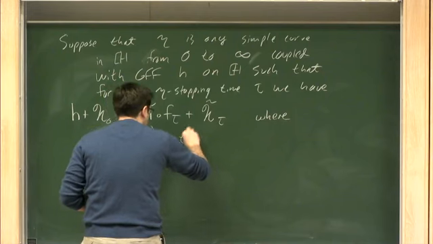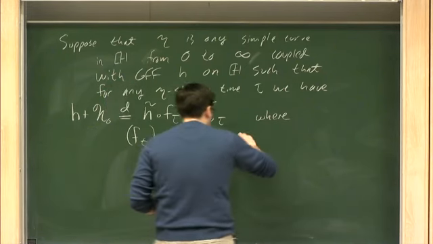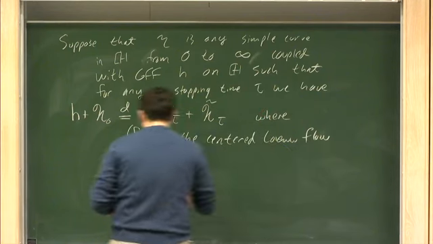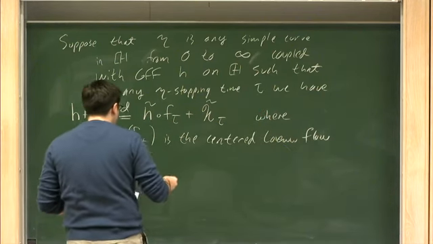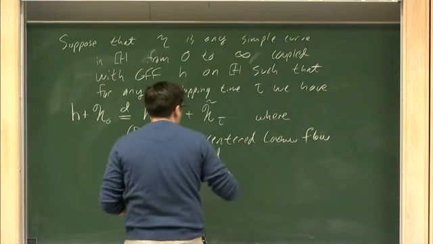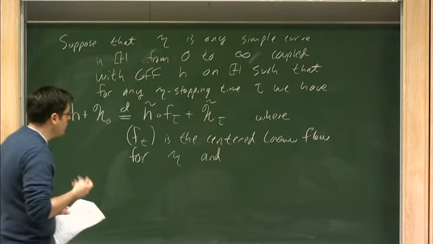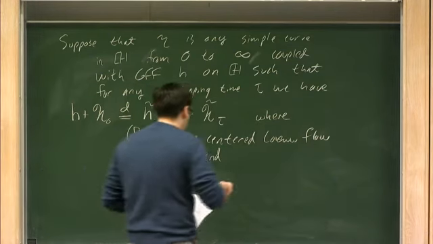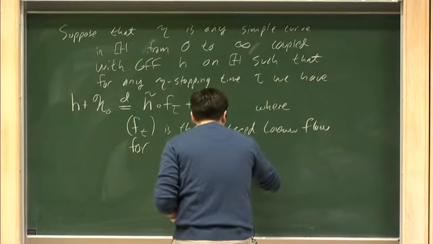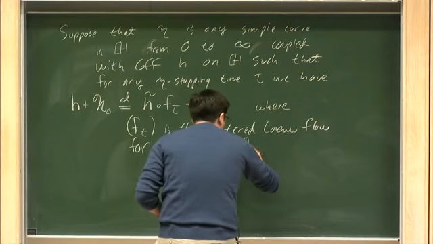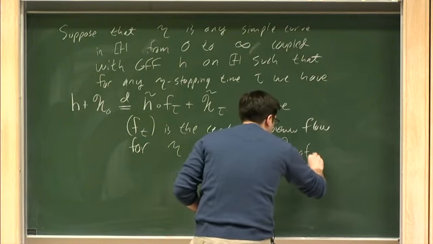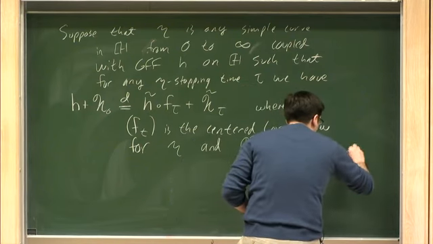F_t is the centered Loewner flow for my path η, and calligraphic H tilde is defined analogously to the previous calligraphic H, but with this path in place of the SLE. And H tilde sub t is just going to be equal to H0 composed with F_t minus χ times the argument of F_t prime.